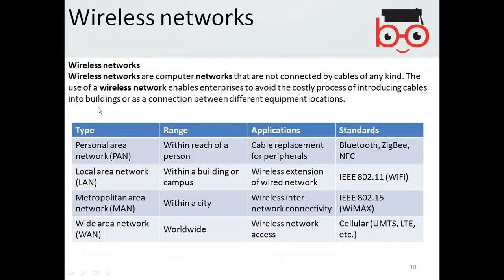Next we talk about wireless networks. Wireless networks are computer networks that are not connected by cables of any kind. I'm using my mobile and laptop connected to my router wirelessly. There is no cable. So when networks, hosts or devices are connected without cables, you can say it is working in a wireless network, or you have a wireless network in your home.